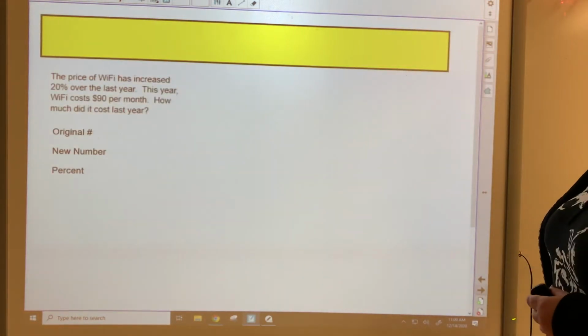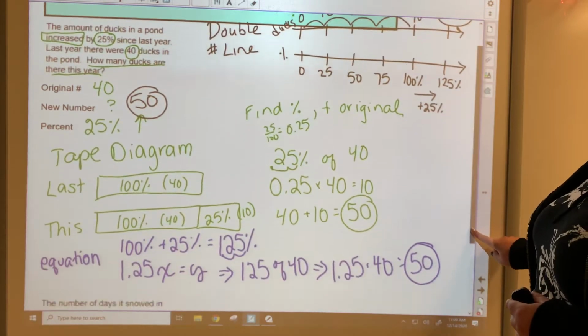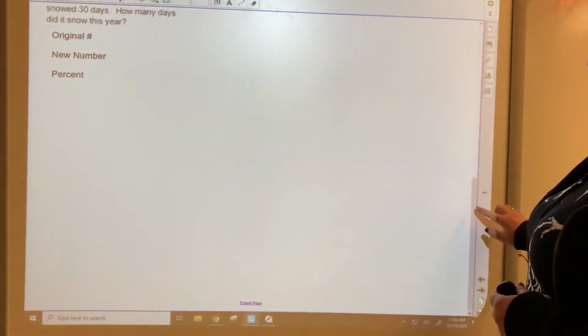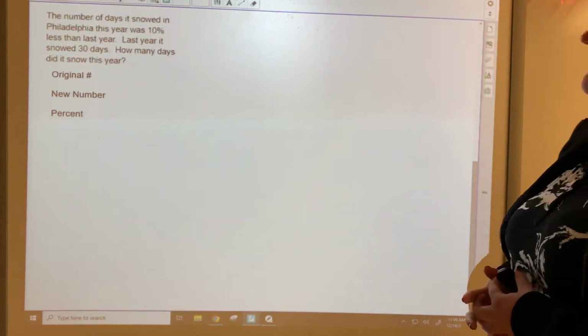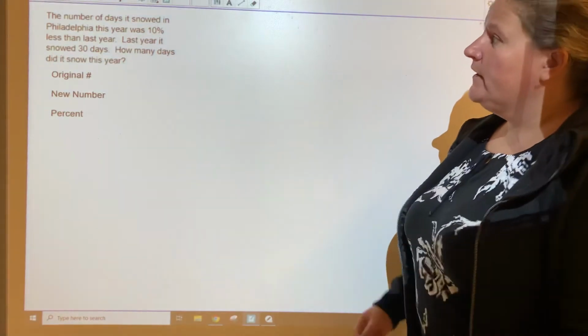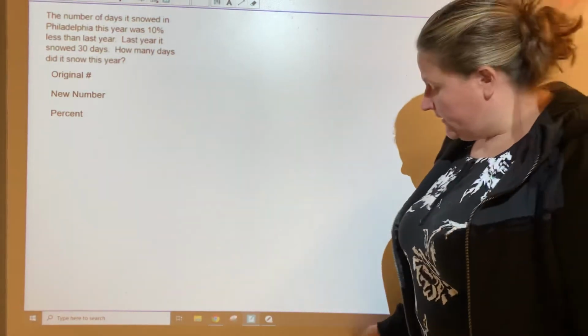So we're gonna try another one. Oops, wrong way. And fitting that we're talking about snow. So the number of days it snowed in Philadelphia this year was 10% less than last year. Last year it snowed 30 days. How many days did it snow this year?